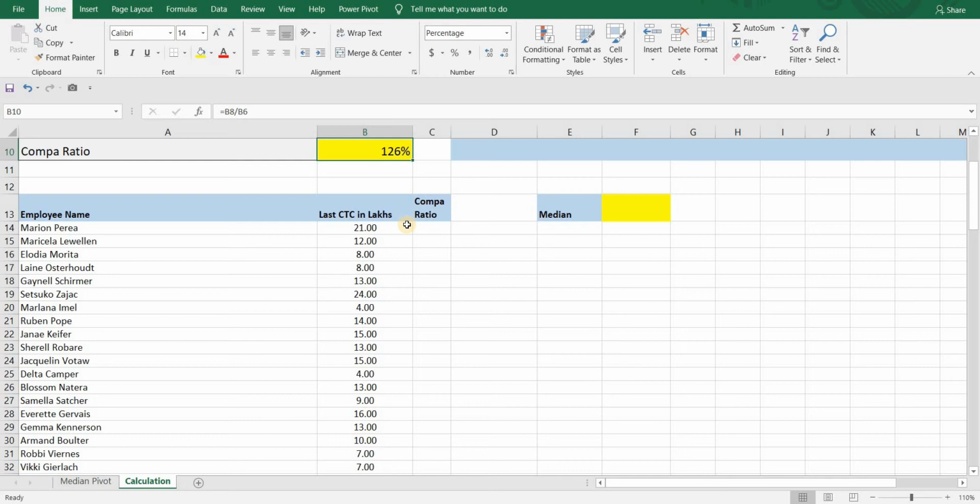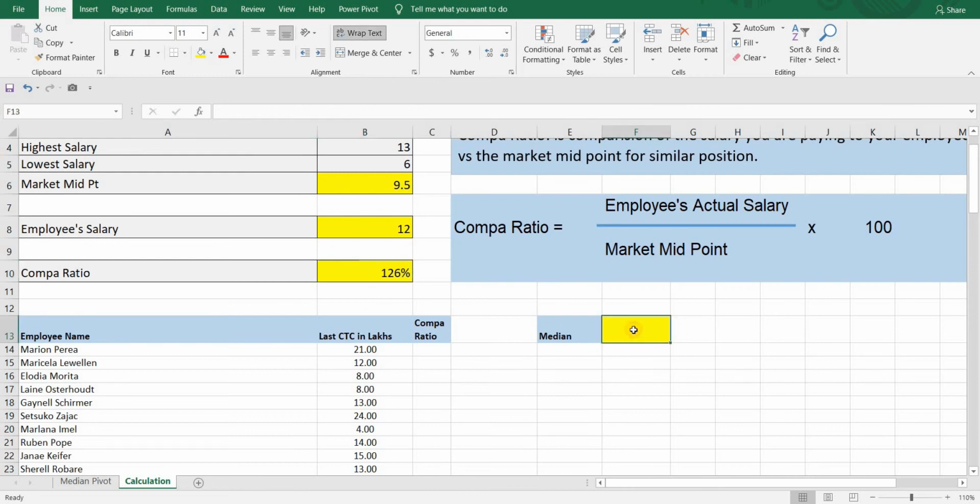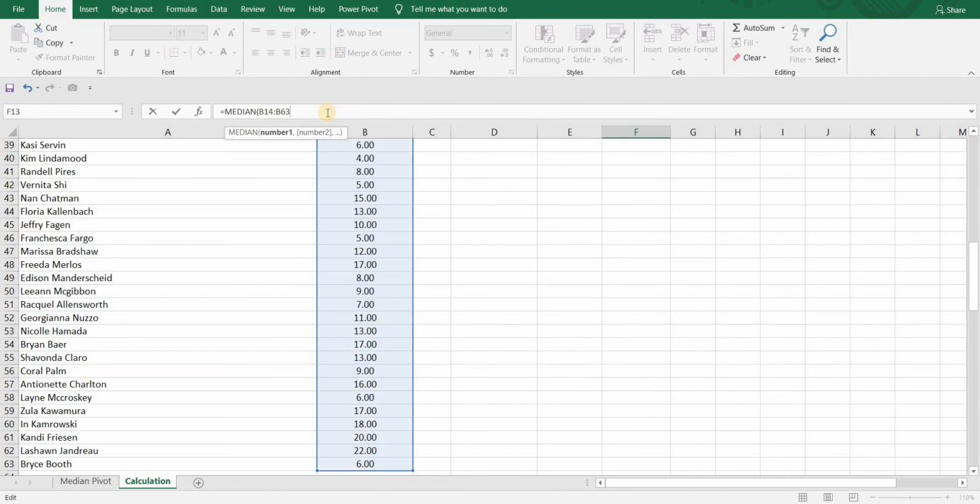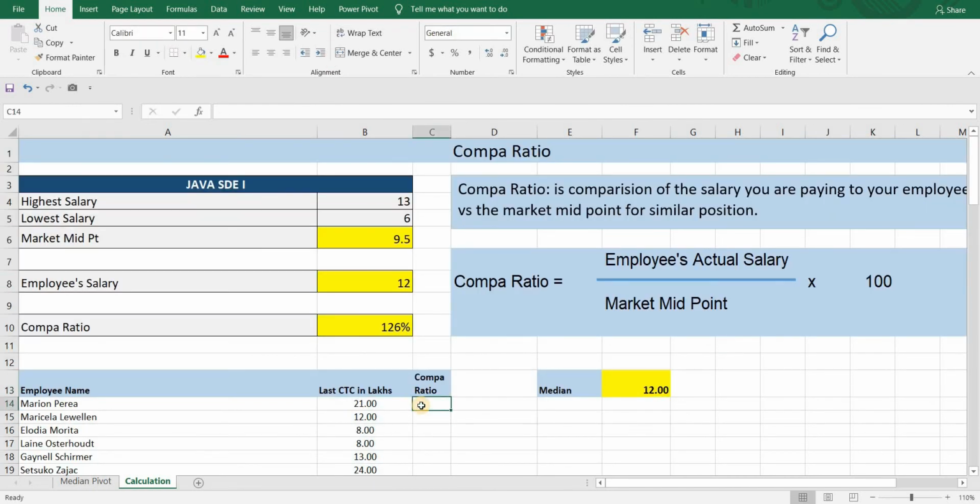Now, to calculate midpoint, we can take average of highest and lowest CTCs, but in this case I will use median. Median is less affected by outliers and skewed data, so using median is also a good option. Now, to calculate compa ratio, I will divide employee's current CTC by median CTC.